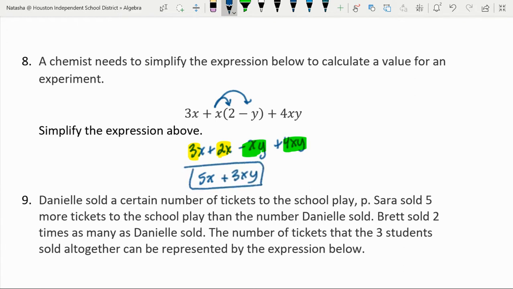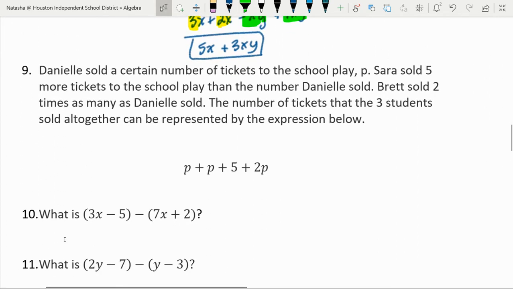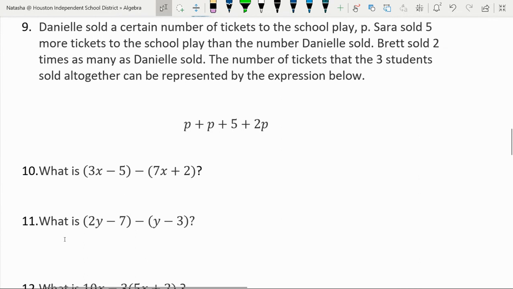It's that easy. Question number 9. We've got some tickets being sold. All we're really doing here is, just like we did with number 8, we're simplifying our expression. So we're going to combine like terms. So we've got 1p, 2p, and 2p. So that's going to be 4p plus 5. That's going to be my answer.